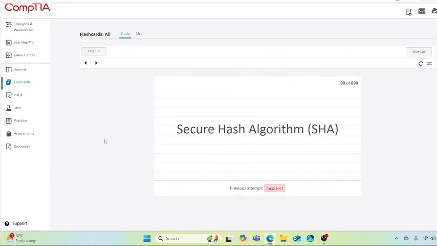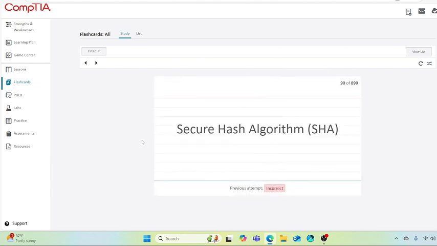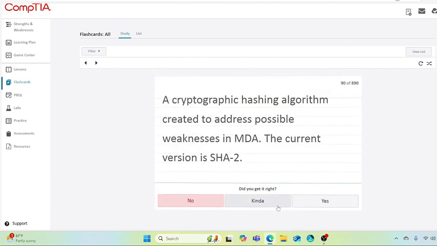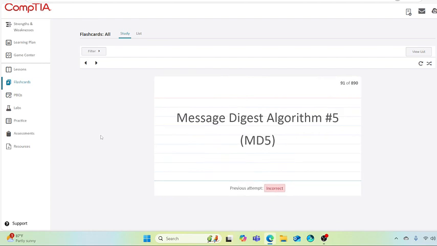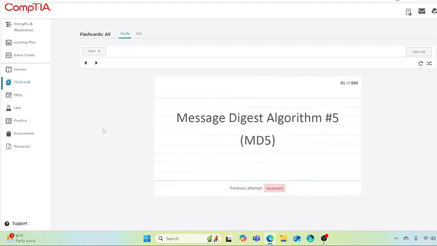Secure hash algorithm. A cryptographic hashing algorithm created to address possible weaknesses in MD5. The current version is SHA-2. Message digest algorithm number 5, MD5. A cryptographic hash function producing a 128-bit output.